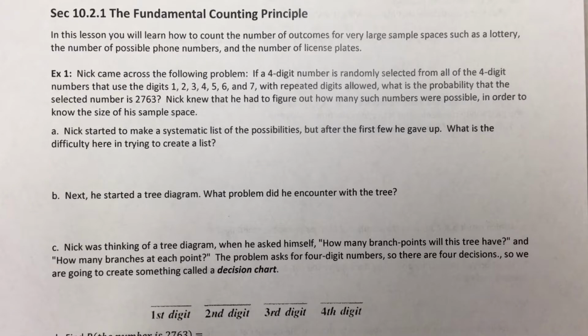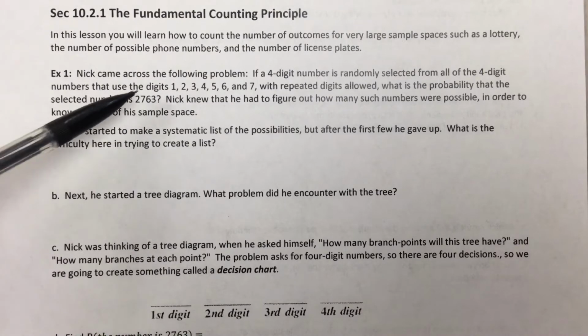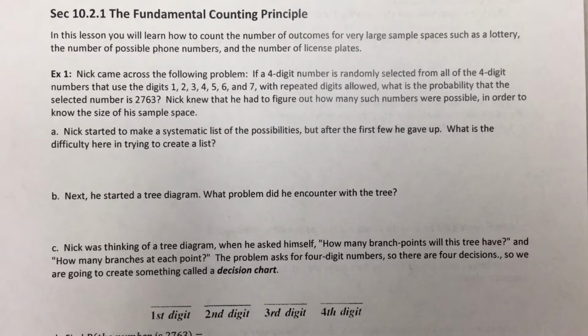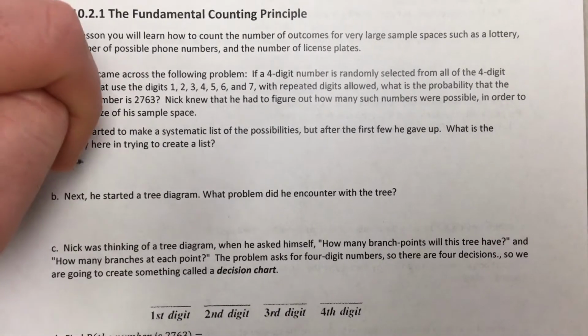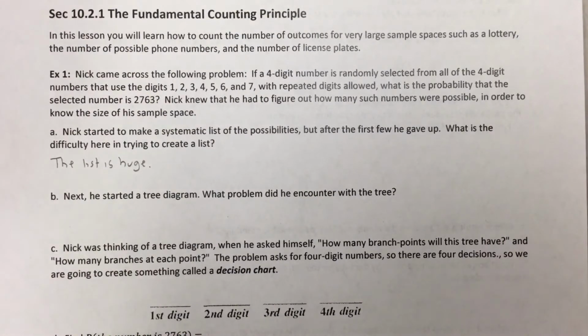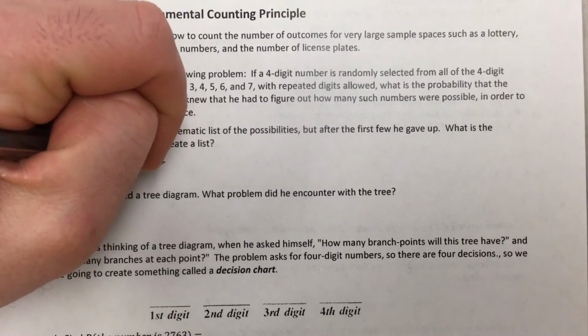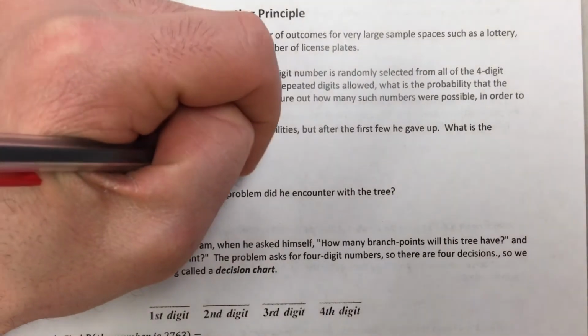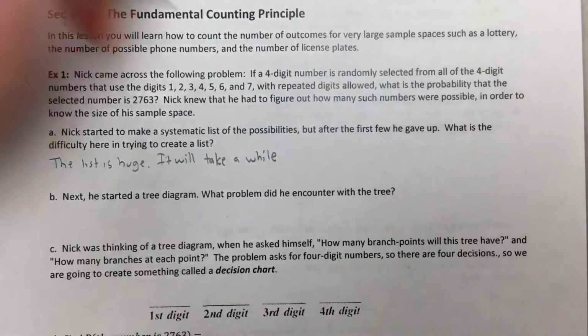For part A, it says Nick started to make a systematic list of the possibilities, but after a few, he gave up. What is the difficulty here in trying to create a list? If you just think about this list, we have 4-digit numbers, and each of those can have the numbers 1 through 7 in it. It's going to be a huge list. So that's the problem. The list is huge. It's going to take a while, and it's easy to make a mistake.